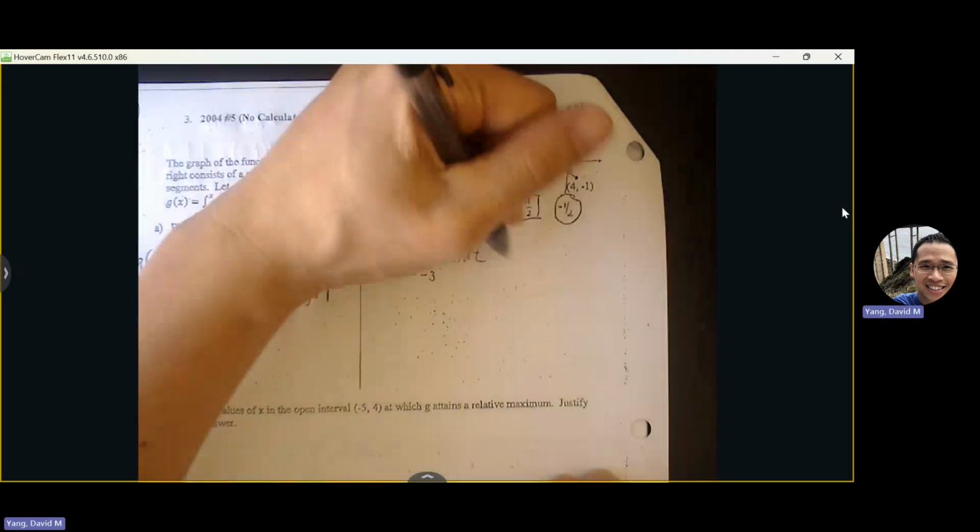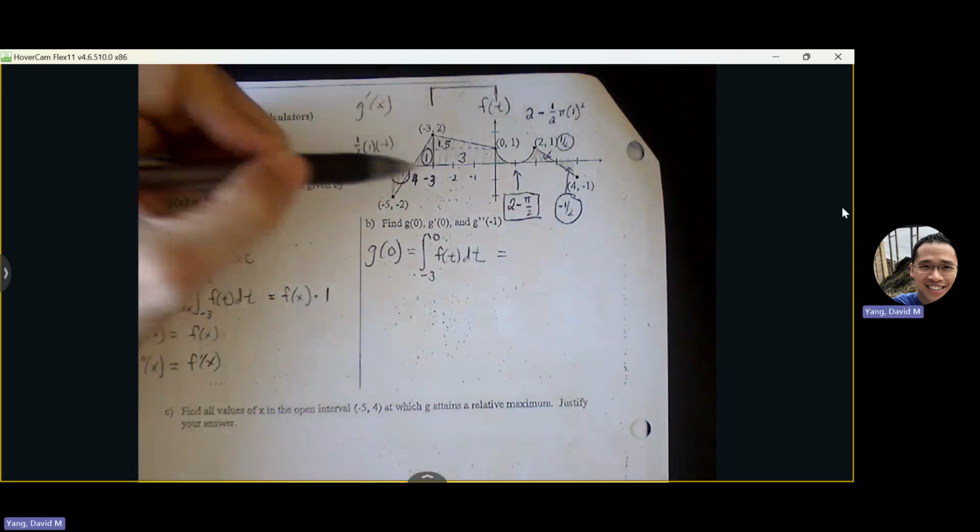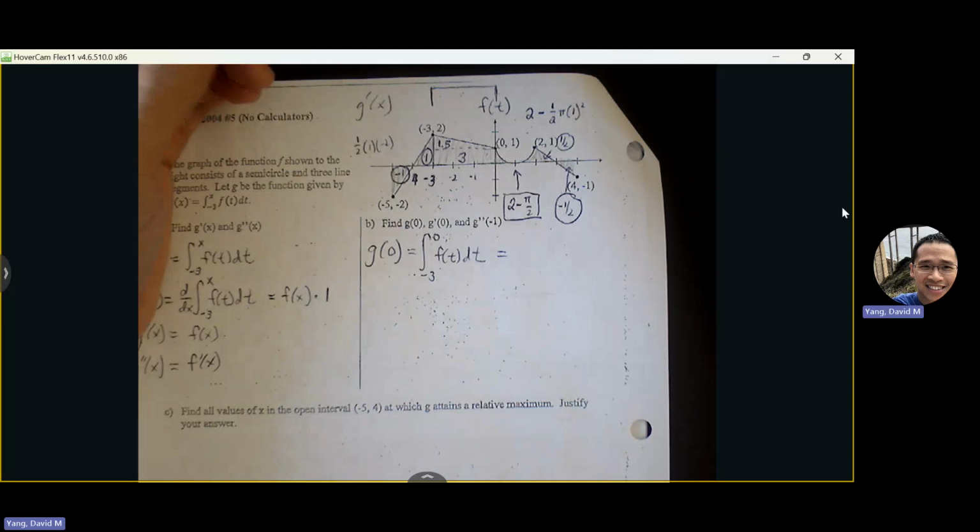Okay, so from -3 to 0, now we have all the numbers in front of us. Let's just add them up. That's just going to be 3 plus 1.5, which is 4.5.